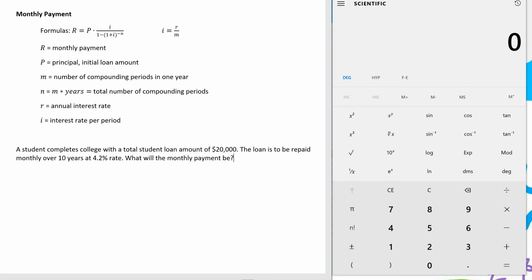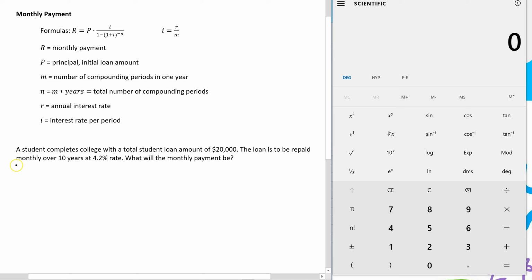Frequently, we take out loans and pay them back on a monthly basis. This formula determines the monthly payment based on the amount of money borrowed and the terms of the loan. The new variable in this formula is R. R stands for the monthly payment.